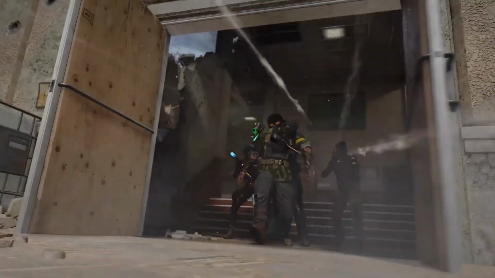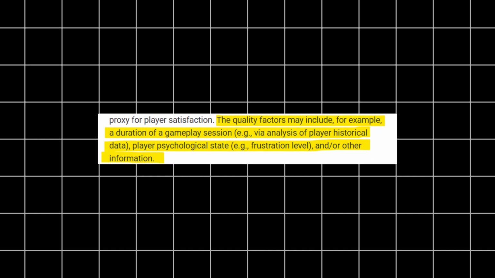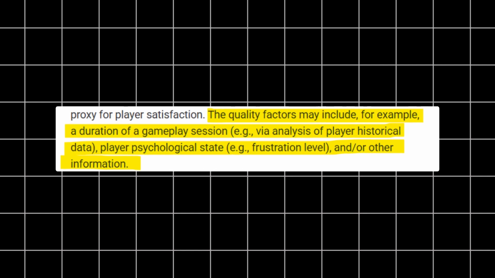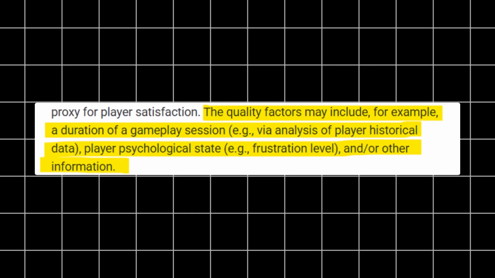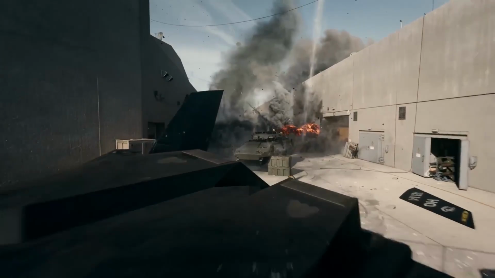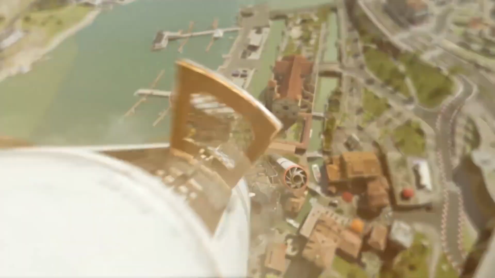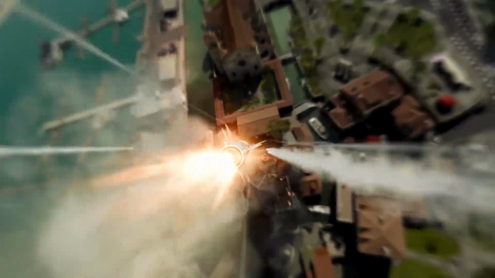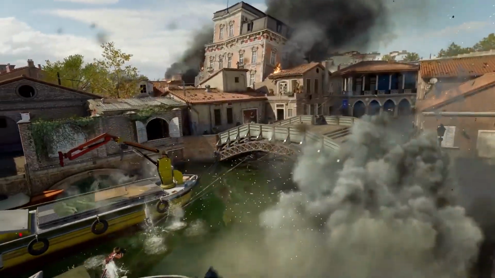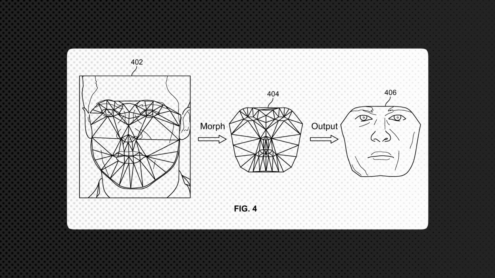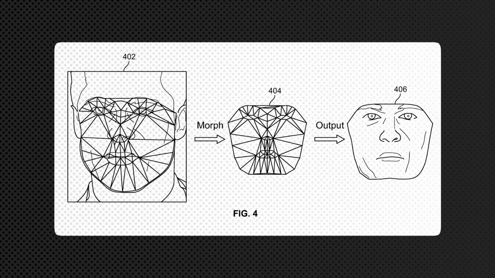And it doesn't stop there. Another section expands on this, stating, "The quality factors may include, for example, a duration of a gameplay session via analysis of player historical data, player psychological state, for example, frustration level, and/or other information." So now we have confirmation. Activision has built systems specifically designed to track your emotions, manipulate engagement, influence microtransactions, and even rig matchmaking. And here's the kicker: the patent for generating 3D facial images from 2D images is directly referenced in the microtransaction patent.